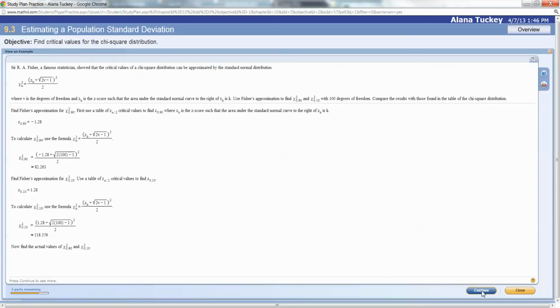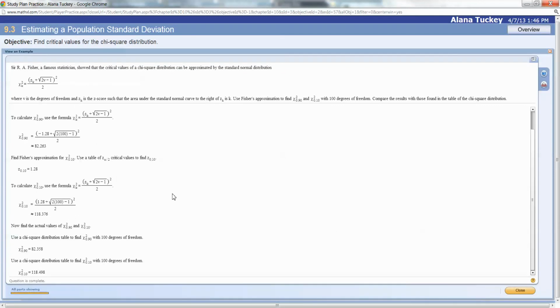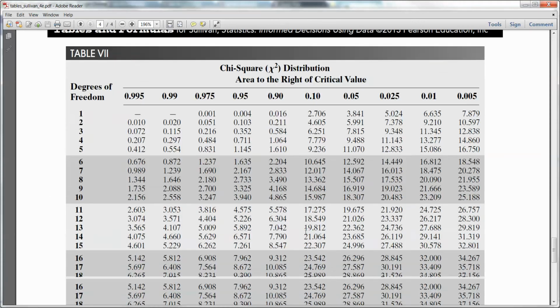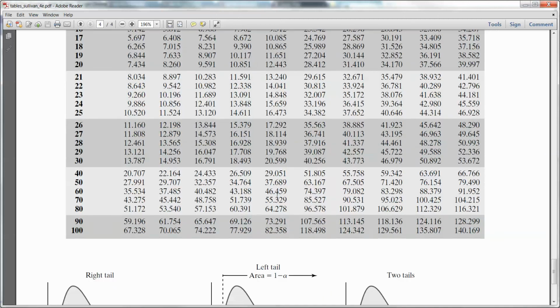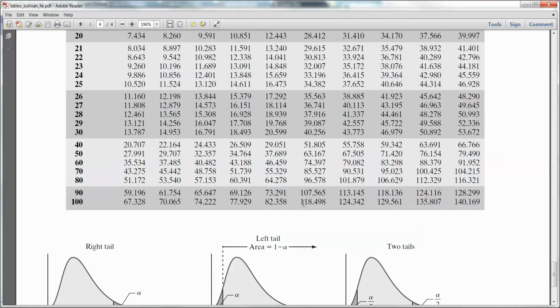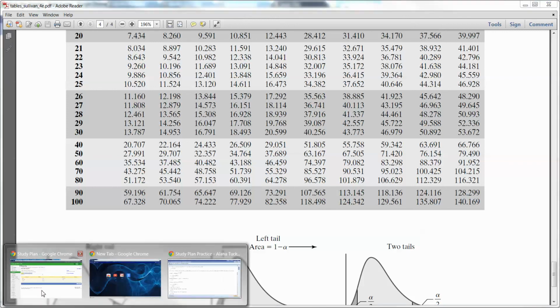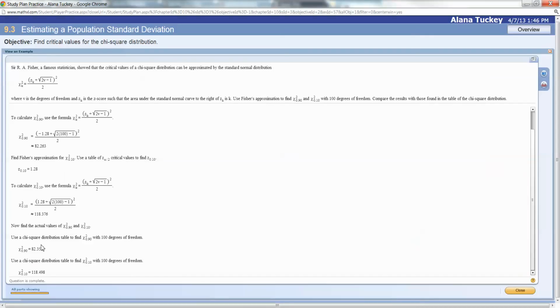And then I think they said to compare. So let me continue real quick. So now find the actual values. Well, that's just from the table. So let me go grab the table, the chi-square table. So we were doing 0.90 and 0.10 for 100 degrees of freedom. So that's down here. So what they really were was 82.358 and 118.498. And that's what the question's getting at. There they are right there.